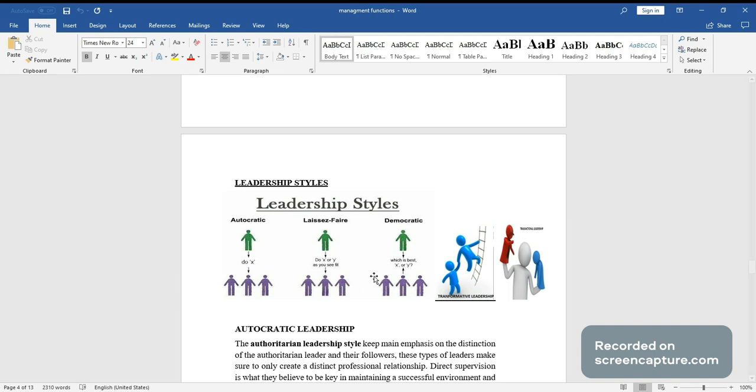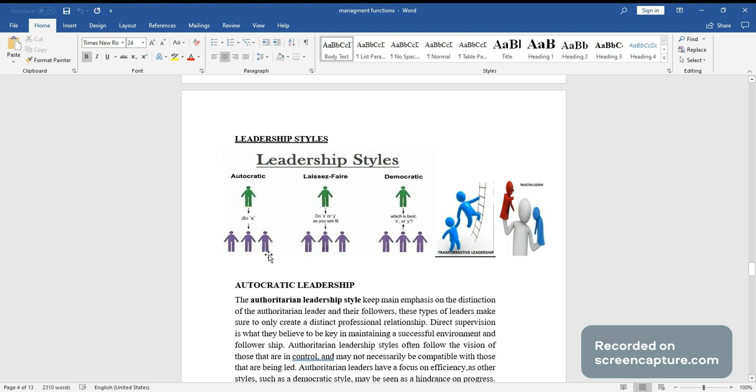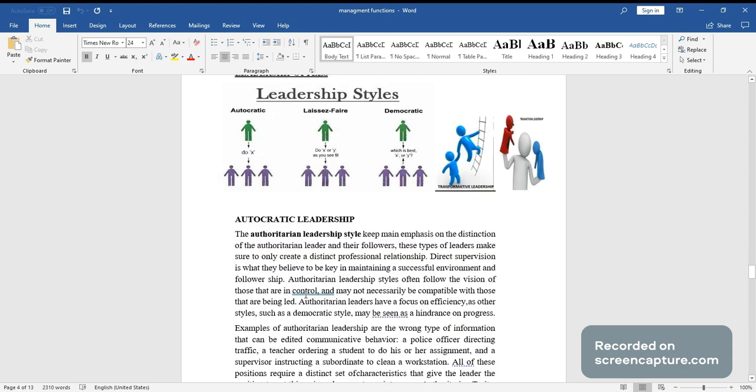Generally, the leadership styles are divided into autocratic leadership, laissez-faire leadership, and democratic leadership. We can see here, the first one is autocratic leadership. The authoritarian leadership style is to maintain the authoritarian leader over their followers, and these types of leaders rely on direct supervision, what they believe works, to maintain a successful environment.